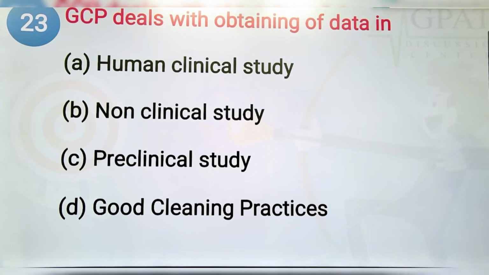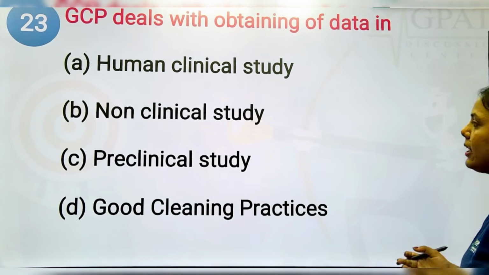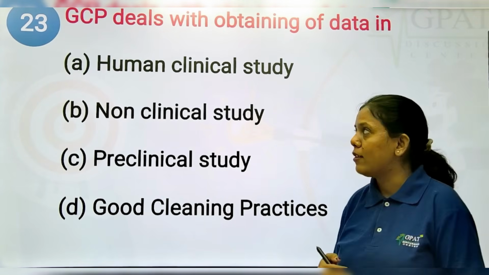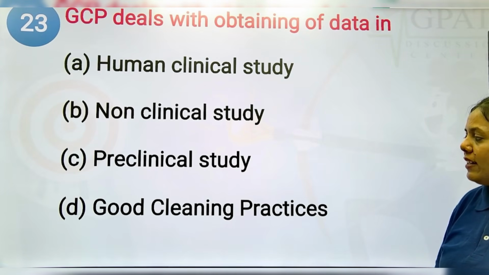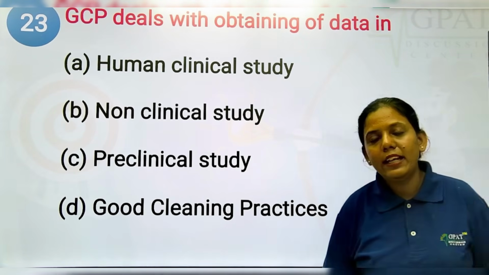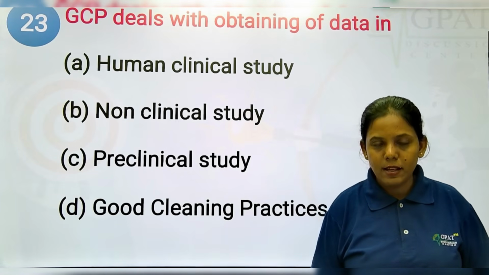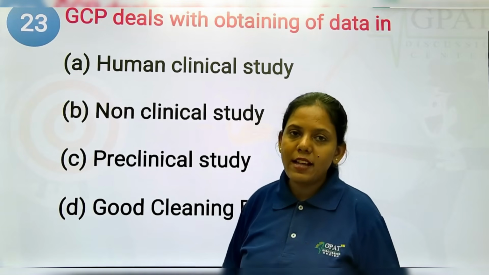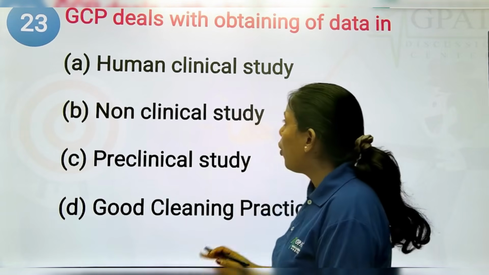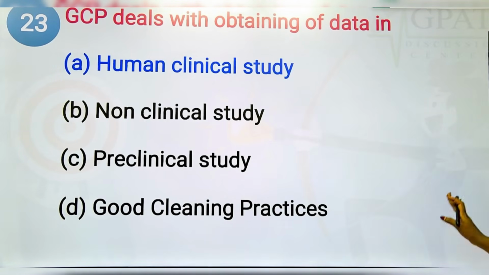Next is GCP deals with obtaining of the data in human clinical studies, non-clinical studies, preclinical, good clinical practices. So basically, GCP is the good clinical practices, not cleaning, okay? And clinical indicates the human trials, something which is done in the human. Preclinical means before the human trials, that means the animal study. So GCP deals with the human clinical studies.